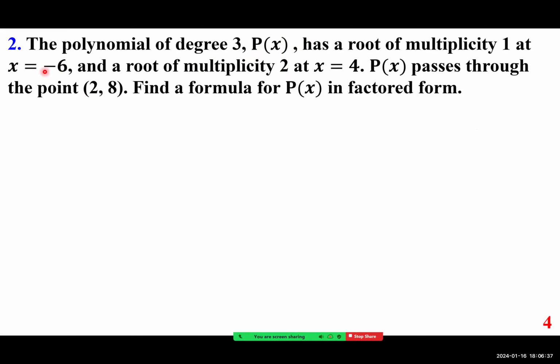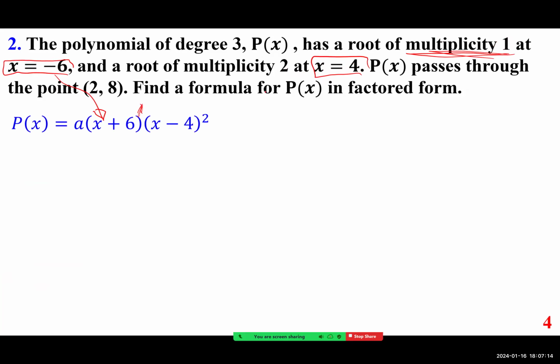And then this means x plus 6. This means x minus 4. Multiplicity 1 means x plus 6 has the exponent 1. Multiplicity 2 means x minus 4 has exponent 2. So again, this results in this. Multiplicity 1, that means the exponent 1. This means x minus 4, and then multiplicity 2 gives us this. And why a? Because we don't know what this polynomial is.